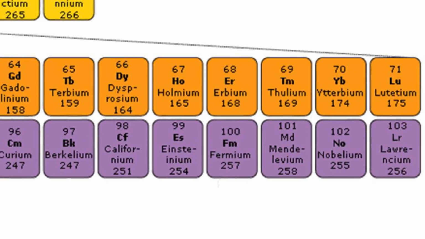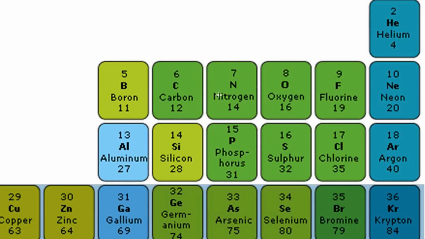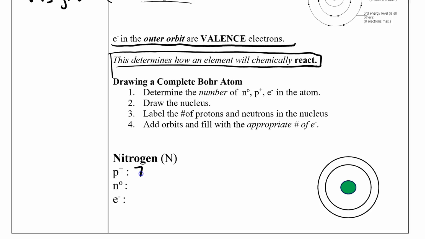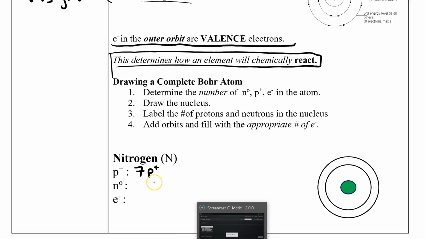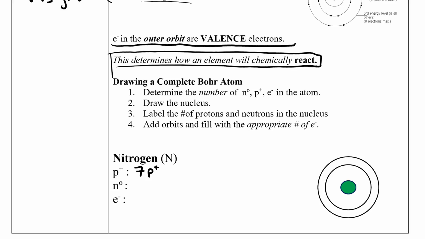So we're going to zoom in here and just specifically look at nitrogen, which is right here. Nitrogen has an atomic mass of 14, and it has an atomic number of 7. So we know that the number of protons is going to be 7, because that's what the atomic number is. The number of neutrons is determined by looking at the atomic mass, 14, and subtracting 7 from it. So 14 minus 7 equals 7 neutrons. The number of electrons has to match the number of protons, so we say 7 electrons.